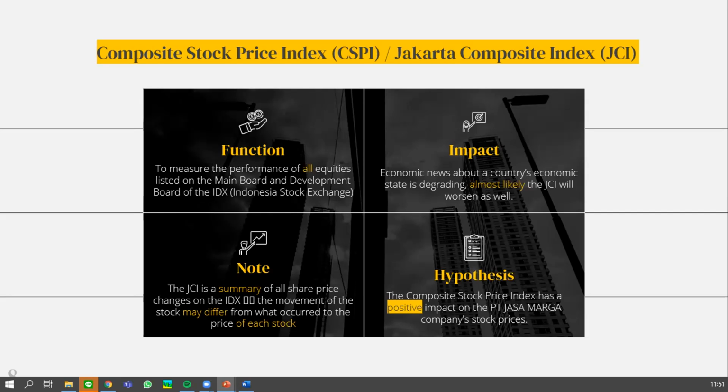But please keep in mind that it is important to note that the JCI is a summary of all share prices changes on the IDX. This means that the movement of the stock may differ from what occurred to the price of each stock. There may be equities that are growing while the JCI is dropping, and vice versa. So the study's fourth hypothesis is the company's stock price index has a positive impact on the PT Jasa Marga company stock prices.